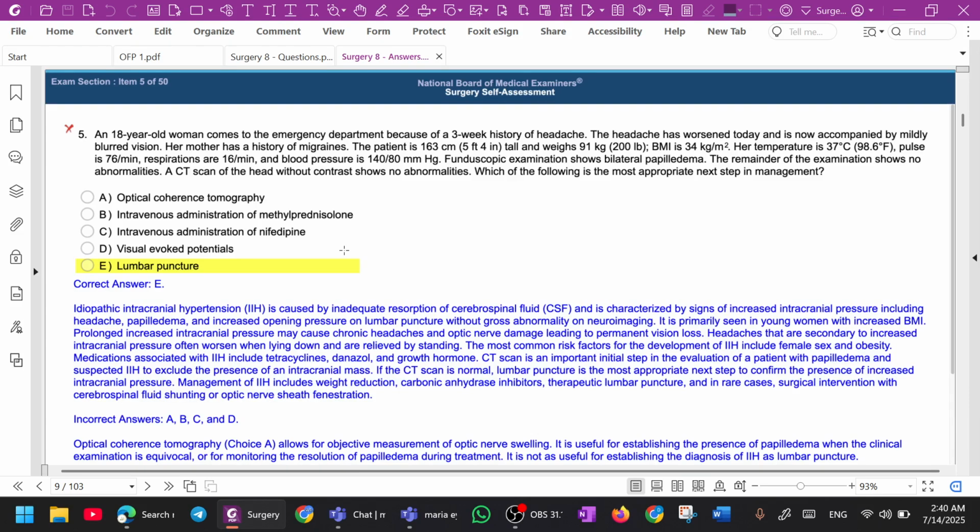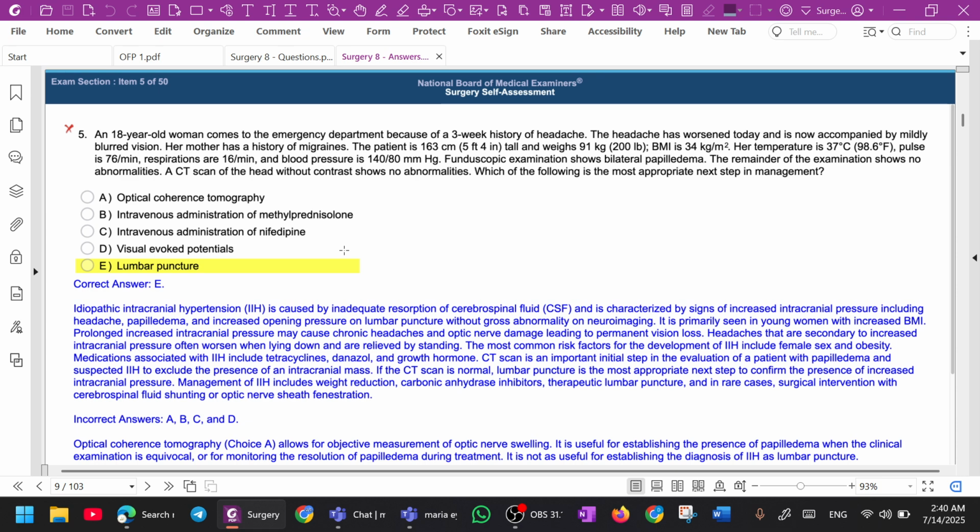Headaches that are secondary to increased intracranial pressure often worsen when lying down and are relieved by standing. The most common risk factors for development of IIH include female sex and obesity. Medications associated with IIH are tetracycline, danazol, and growth hormone. CT scan is an important initial step in the evaluation of patients with papilledema and suspected IIH to exclude the presence of an intracranial mass.